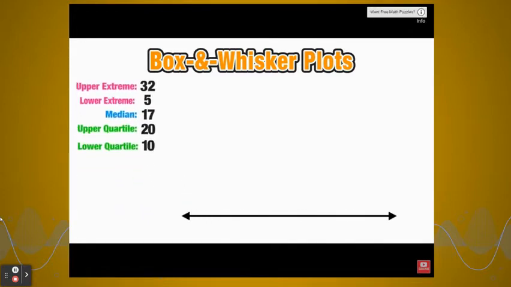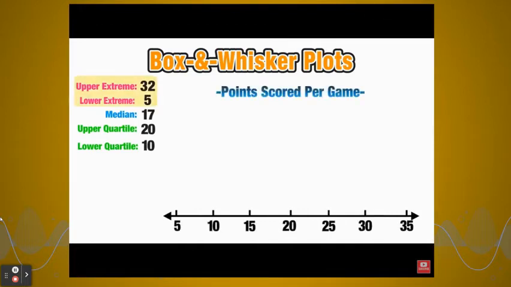So we're going to start with a number line that fits our data, and we have to mark where our upper and lower extremes are at 5 and 32, as well as our median value at 17, and the values of the upper and lower quartiles, in this example at 10 and 20.